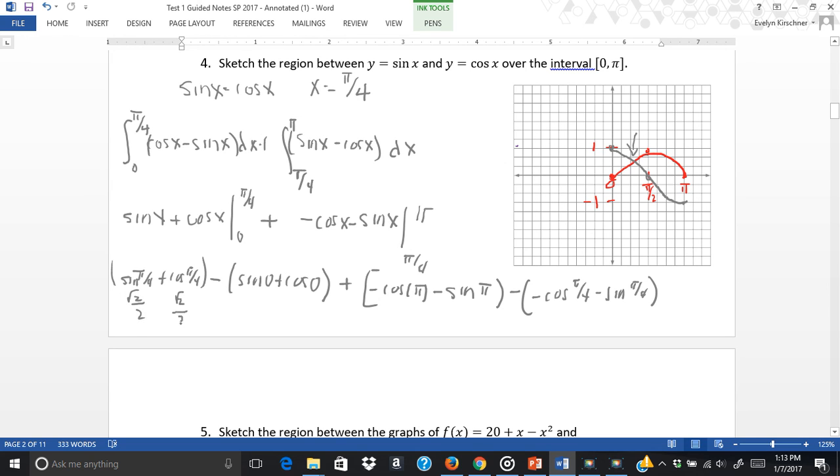And I have, this is radical 2 over 2, this is 0, this is 1, and this is negative 1, so it's positive 1, that's 0, and this is negative radical 2 over 2, and negative radical 2 over 2. So I have here negative 1 plus 1, which is 0. And I have radical 2 over here, and this becomes another radical 2, so the whole answer is 2 radical 2.